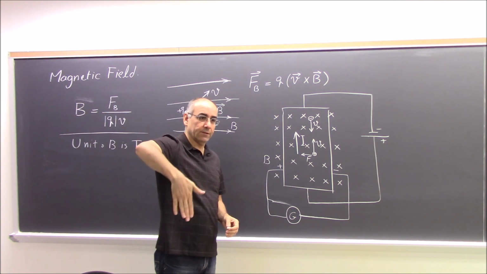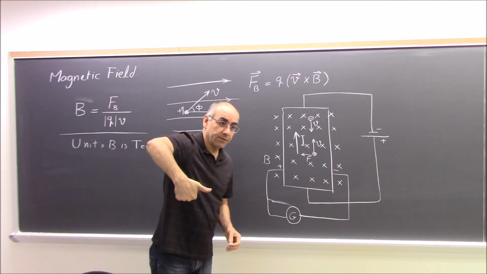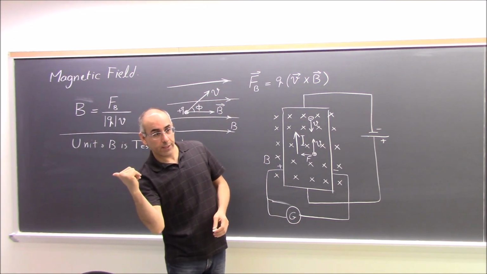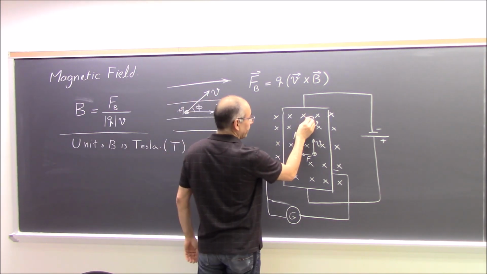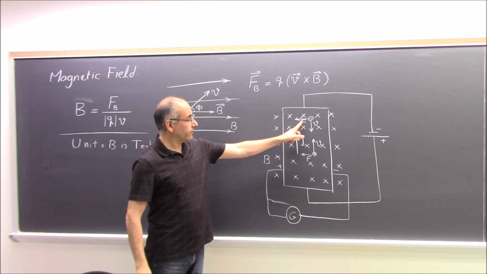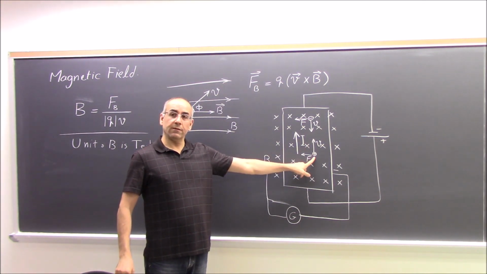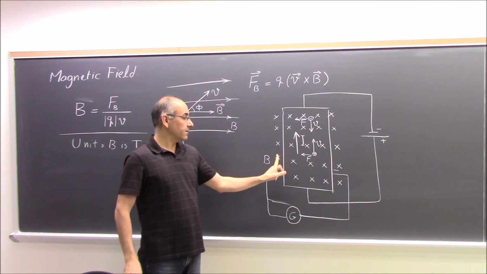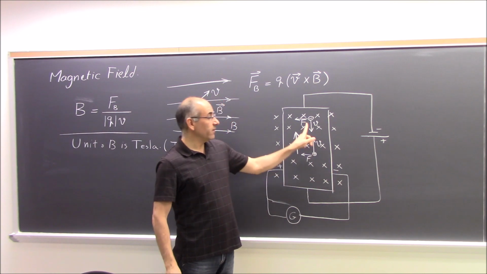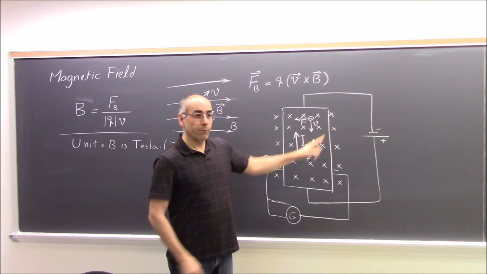V is downward, right? B is into the page, so they're like that. V cross B is that way, but because they're negative, the force is this way. So the force will be the same way both for positive or negative charges. So if the positive charges are moving, creating the current, this side will become positive, and this side becomes negative. But if the negative charges are moving, this side becomes negative, this side becomes positive.